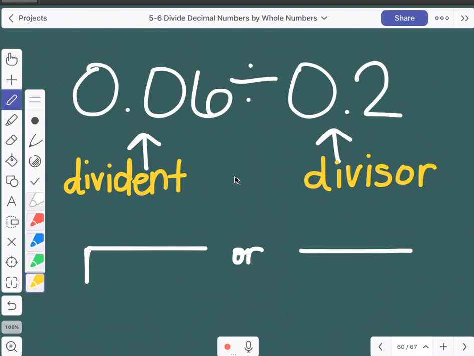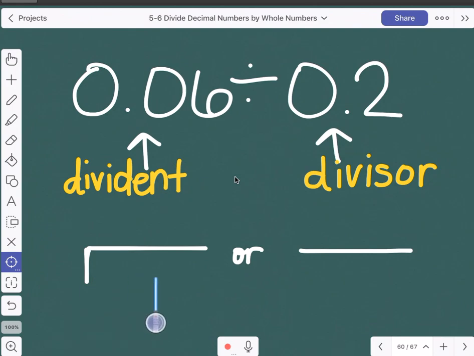So now I can't solve it like this. I need to put it into one of 2 formats. I could use a division box like I have here. Remember, we don't know what that's called. We looked it up. It's just called a division bracket. Or I can make it a fraction. So let's do both just to see what it would look like.